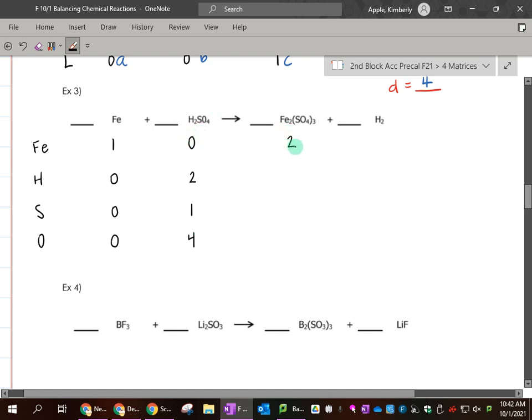This one has 2 irons, no hydrogens. How many sulfurs? 3. How many oxygens? 12? Yeah. Okay, and then here we have no irons, 2 hydrogens, 0 sulfur, and 0 oxygen. And then reduce row echelon that thing.